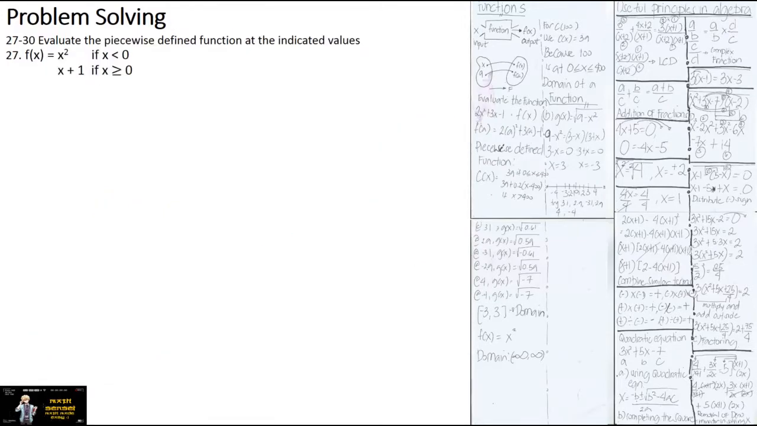Okay, so, evaluate the piecewise defined function at the indicated value. So piecewise means the function isn't shown here, right? Okay, sige. My PowerPoint presentation was lacking, guys. So these are the given values that are missing. Anyway.